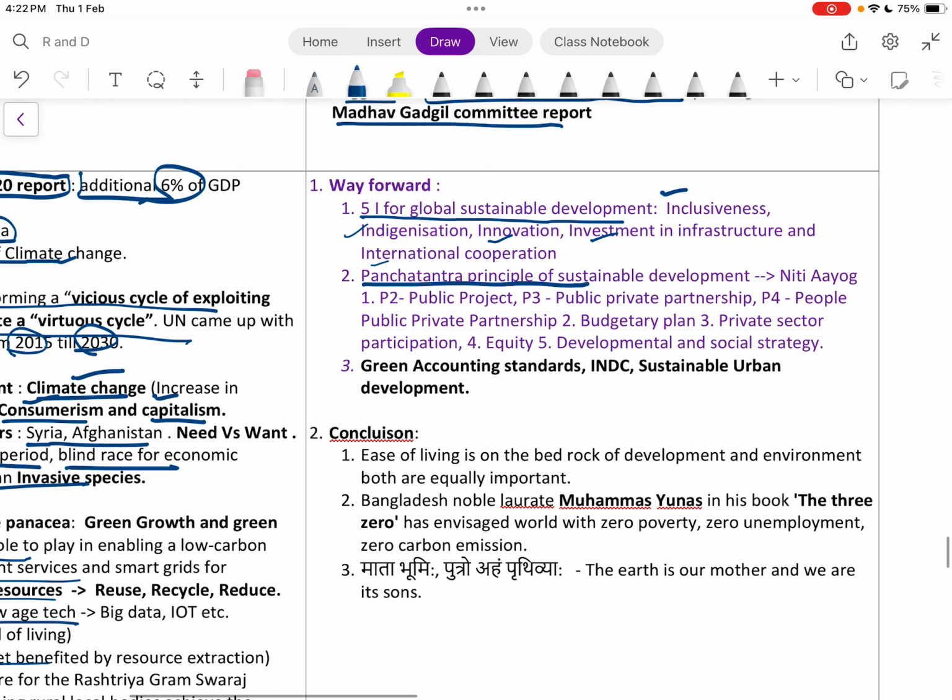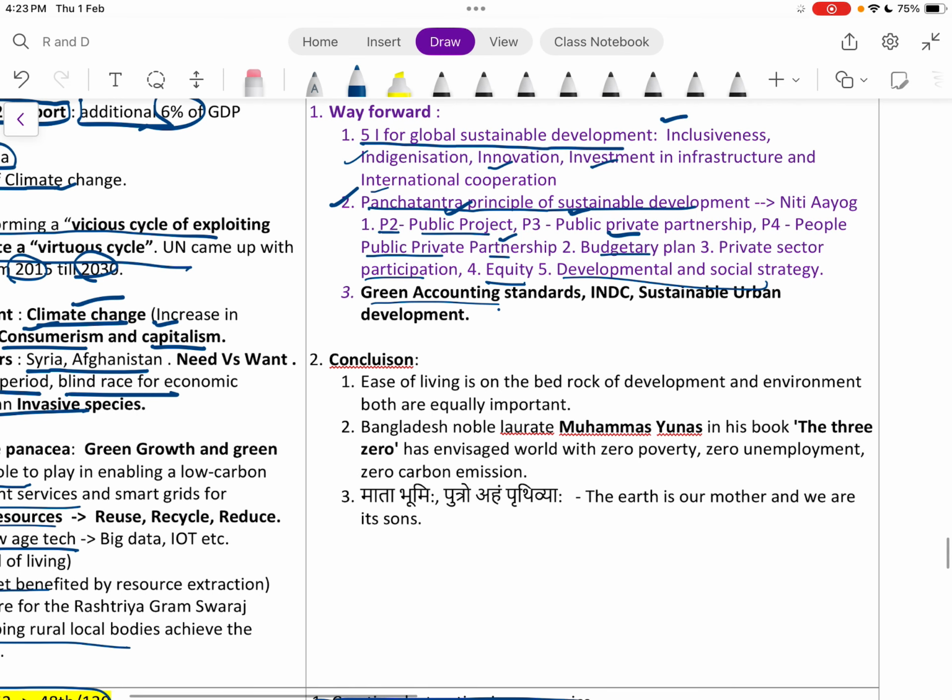Panchatantra principle of sustainable development, from NITI Aayog: P2 public transport, public project. The first is the public project, public-private partnership, people-public-private partnership, budgetary plans. Private sector participation, equity, and developmental and social strategy. Green accounting standards, INDC, sustainable urban development, among others.